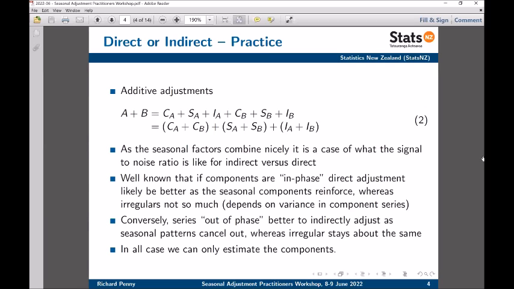If the series are out of phase, it's probably better to indirectly adjust because the seasonal pattern starts cancelling out and your irregular stays about the same. So your signal to noise ratio goes down. And I just remind you, all we can do is estimate components.